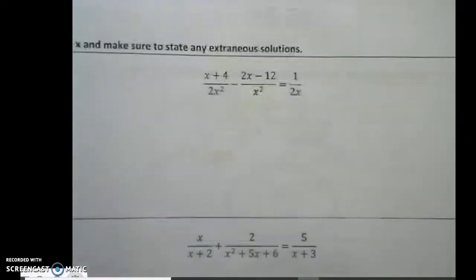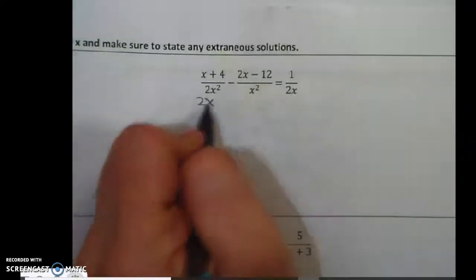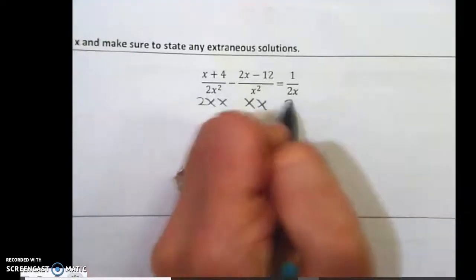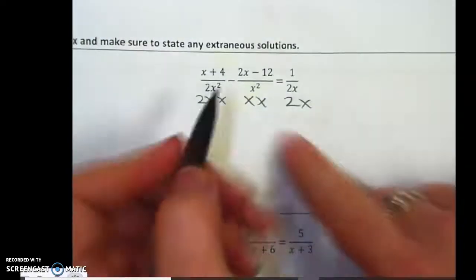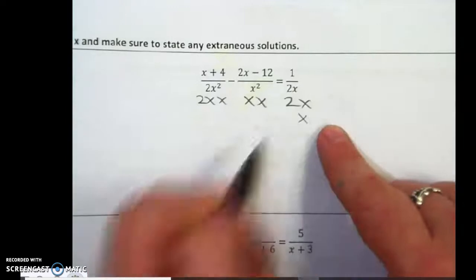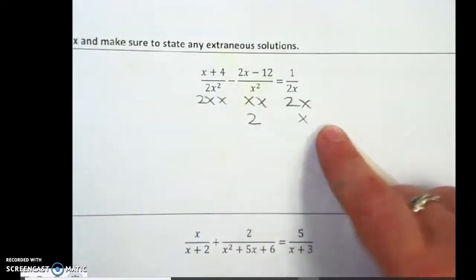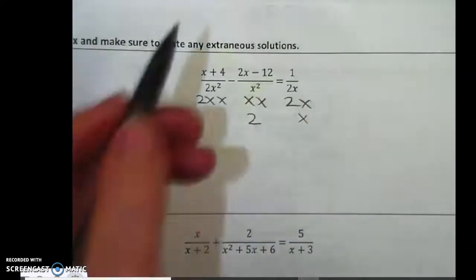What is the difference between solving and the other ones? In solving, we want the bottoms to go away. So we want to see what they all have. This one has a 2, an x, and x. This one has an x and x, and this one has a 2 and an x. So if this one had another x and this had a 2, we'd be good to go, right? Because it'd all be the same.